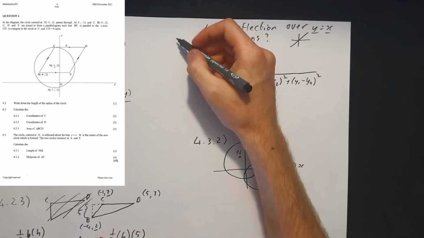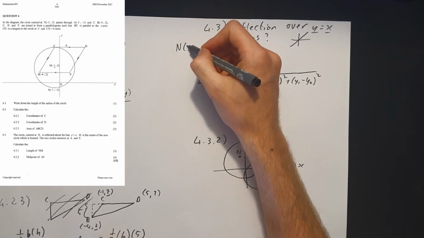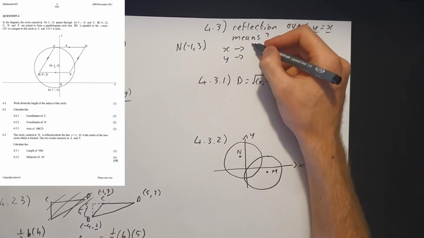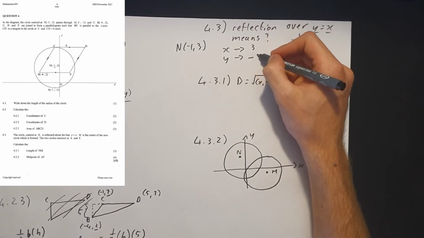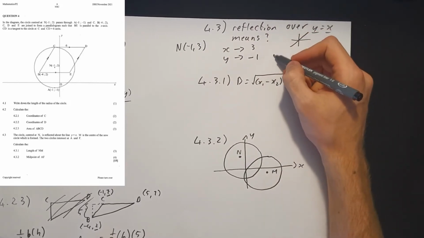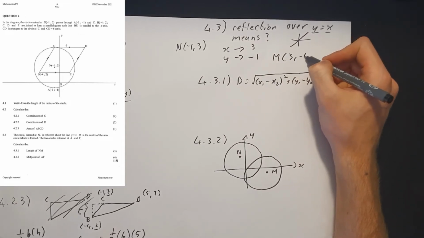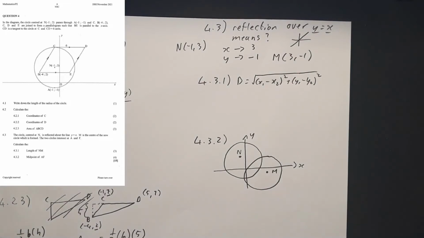So we saw that N was -1 and 3. Therefore, my x value is now going to become 3 and my y value is going to become -1. So therefore, M will have a coordinate of 3 and -1.